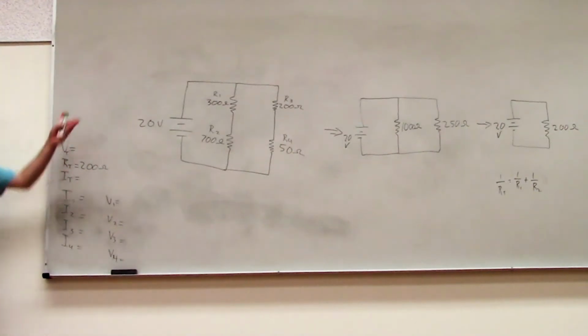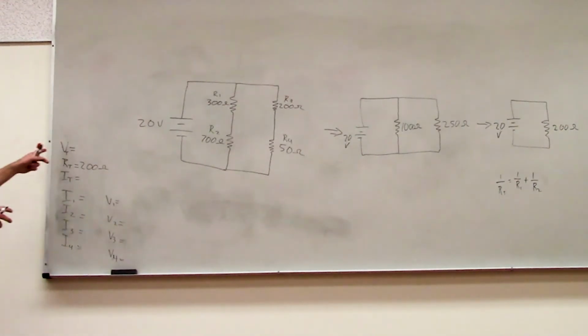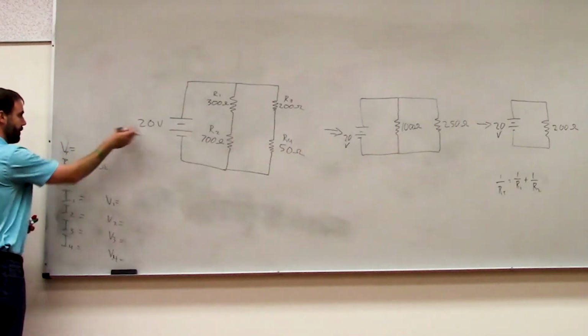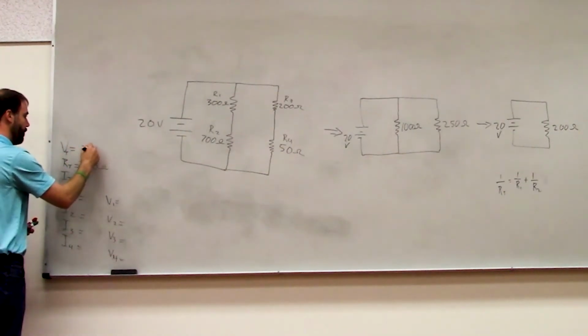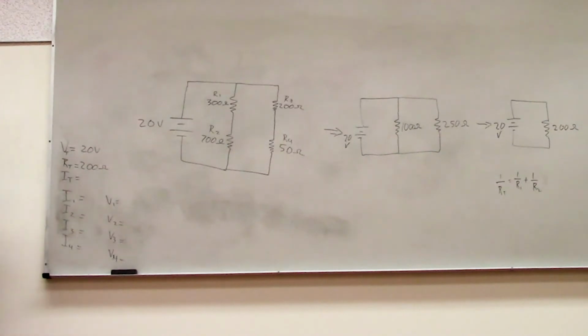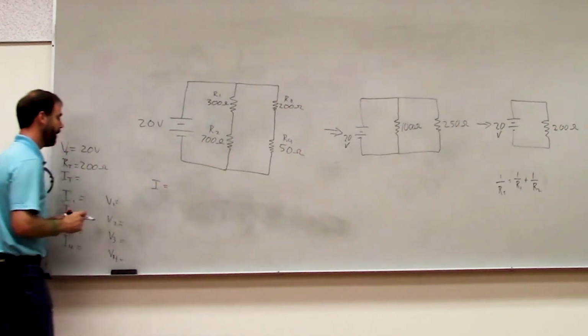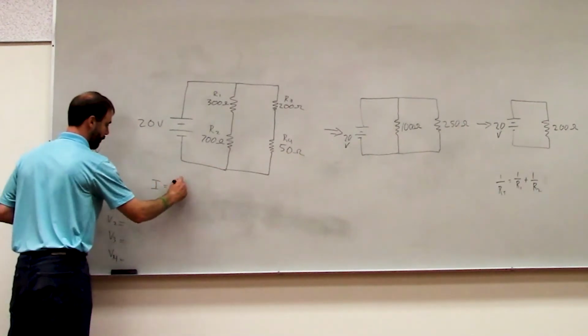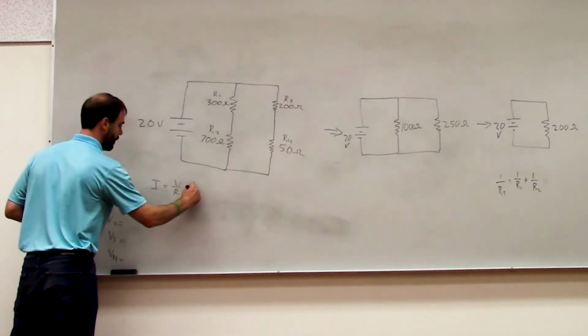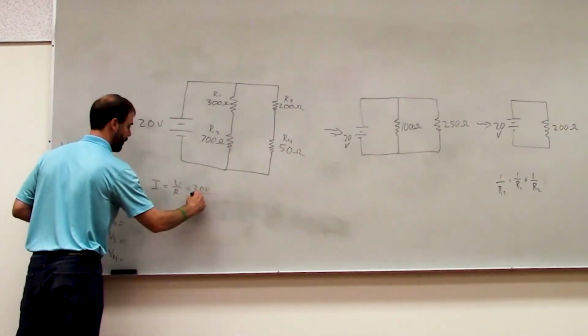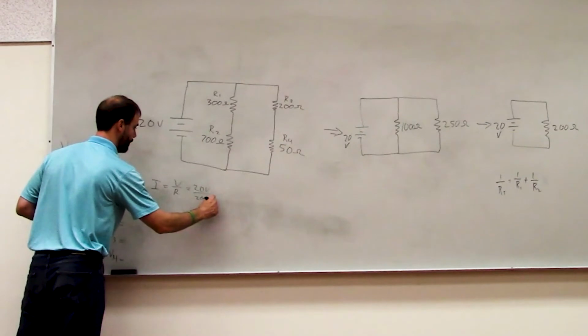Any questions about how we did that simplification? All right, cool. So once we know the total voltage, which is just the applied voltage in volts, and we know the total resistance, we can use Ohm's law to figure out the total current, right? So we say I equals V over R. So this is 20 volts over 200 ohms.